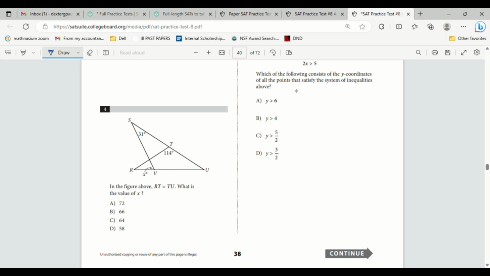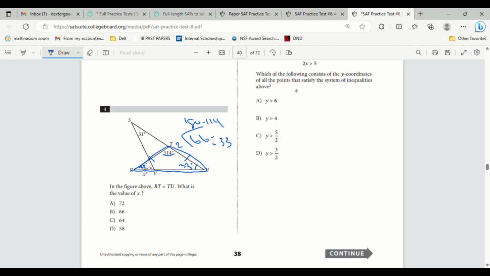Number 4, in the figure above, RT equals TU, what is the value of x? So, first, I want to try to find angles that I know. And so because RT equals TU, I know this triangle RTU right here is isosceles. So if I do 180 minus the 114, that gives me 66. If I divide this by 2, I get 33. That's what both of these angles are down here, 33 degrees here, and 33 degrees here.